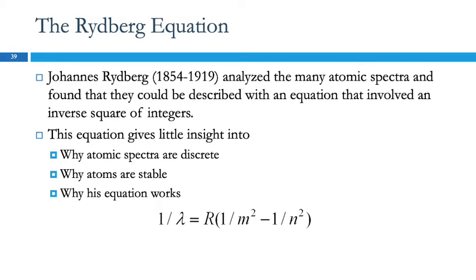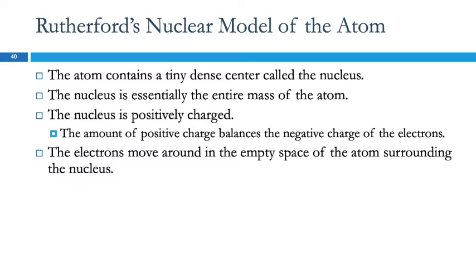Why are atomic spectra discrete? Why do they have specific lines? Why are atoms stable? Why does the equation work? We don't even know that. So it's kind of a nice start, but yeah, we need a little bit more.